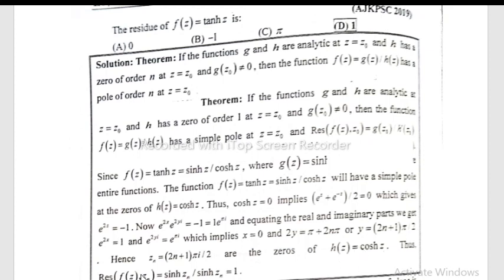Thus residue of f of z at zn is equal to sin hyperbolic zn divided by the derivative of cos hyperbolic zn, which is equal to 1. So option D is correct.